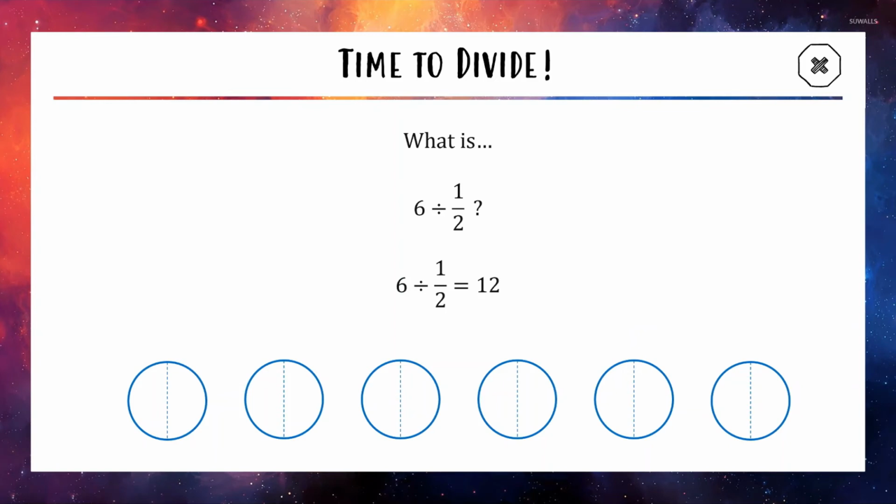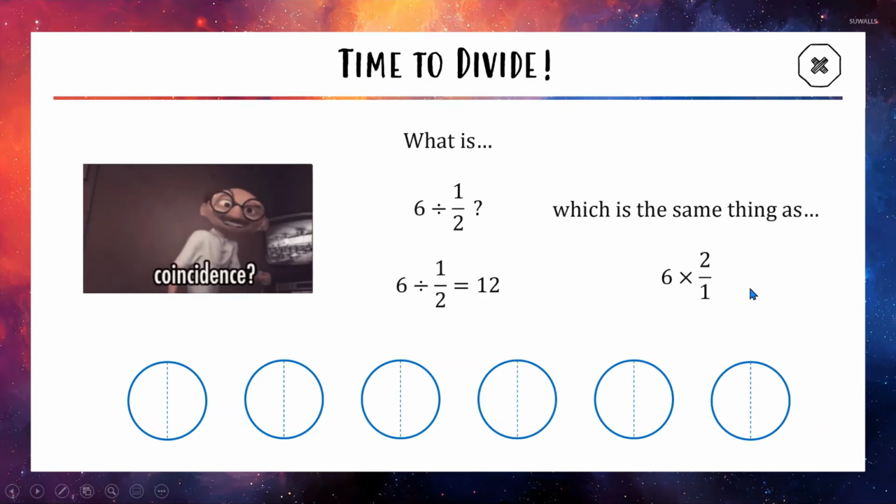What we also see is that if I instead turn that fraction upside down and I did 6 multiplied by 2 over 1 instead of divided by 1 over 2, well, 2 over 1 is the same thing as 2. And what's 6 times 2? What do you know? You get the same thing. All I'm trying to say here is that 6 divided by a half gets you the same answer as 6 times 2 over 1. So the great reveal here is that if you want to divide by a fraction, all you've got to do is turn the fraction upside down and then multiply, which is super easy.